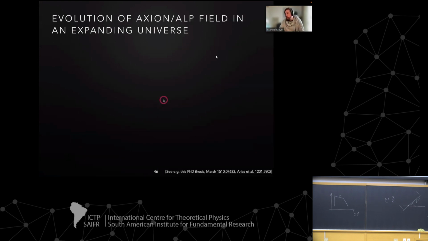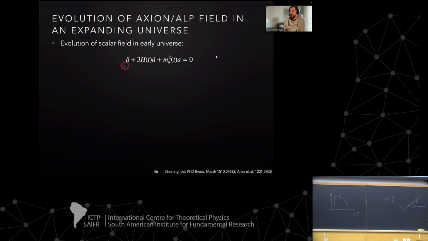Okay, so let's look at how axions and ALPs actually evolve in an expanding universe. This is governed by the following equation. If you have just a scalar field in the early universe, then its evolution in time is given by this equation. So your axion field is A.